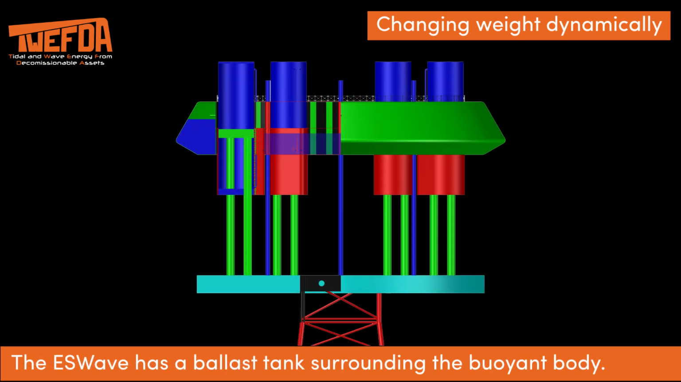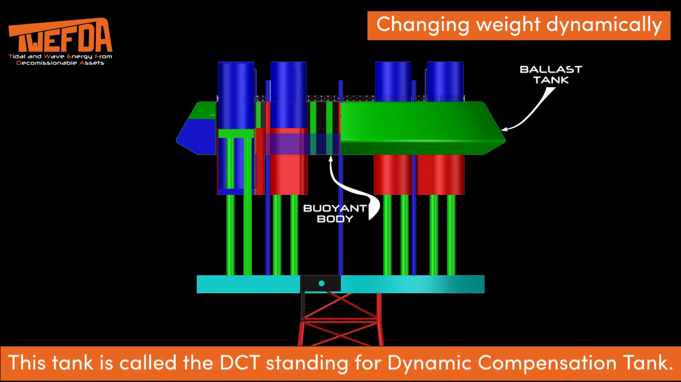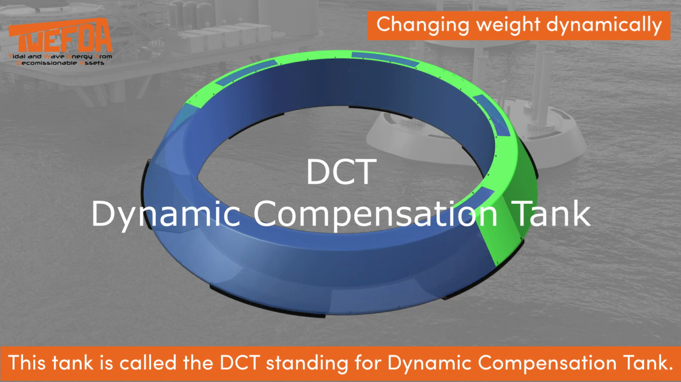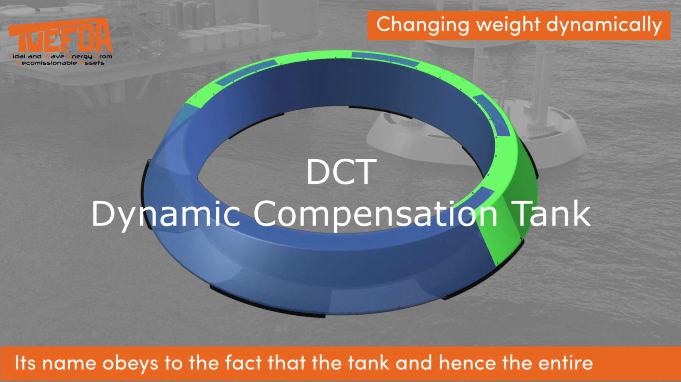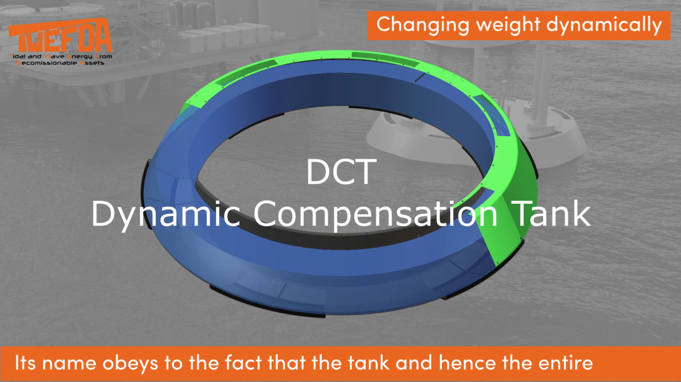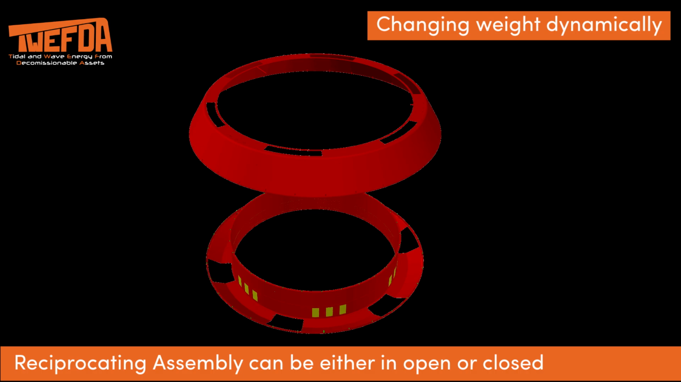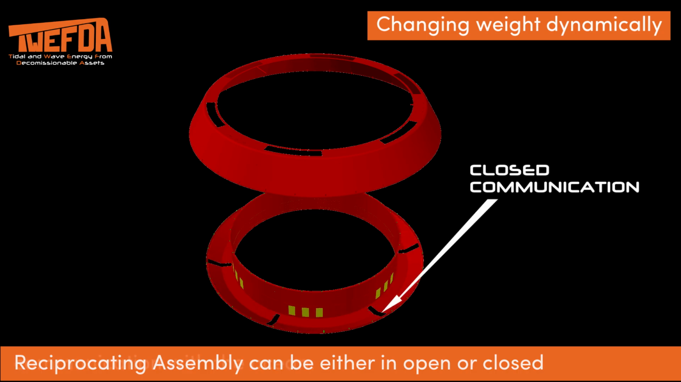The ESWave has a ballast tank surrounding the buoyant body. This tank is called the DCT, standing for Dynamic Compensation Tank. Its name obeys to the fact that the tank and hence the entire reciprocating assembly can be either in open or closed communication with the ocean.